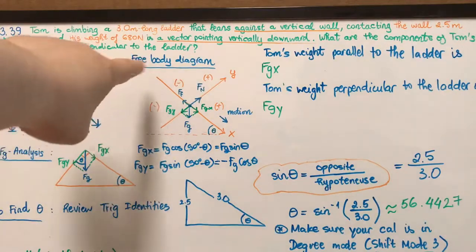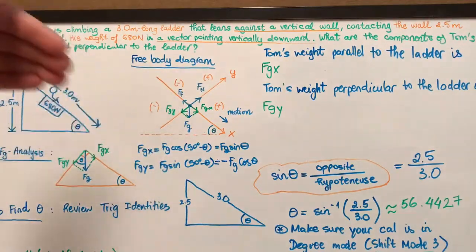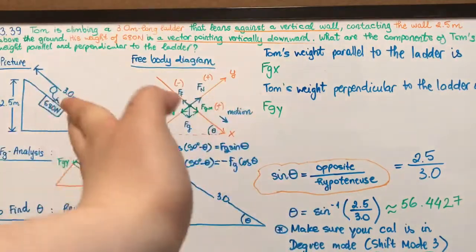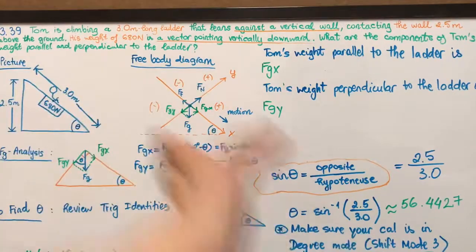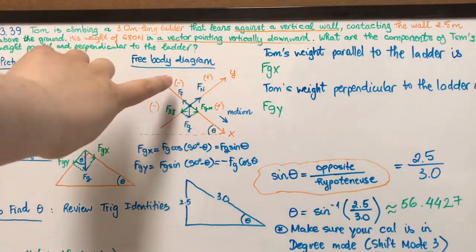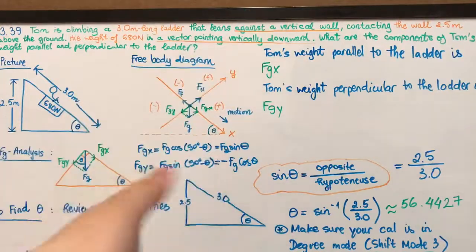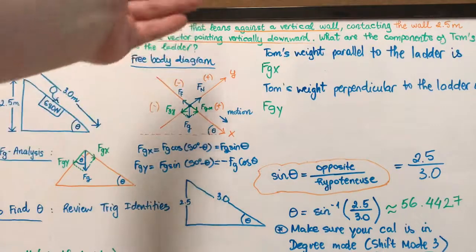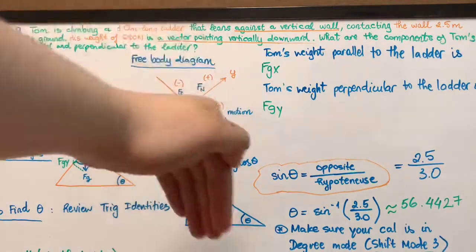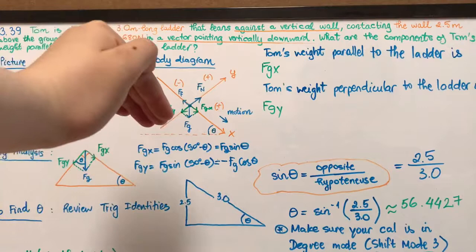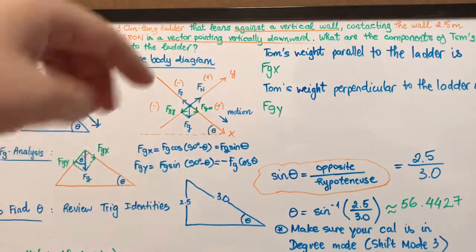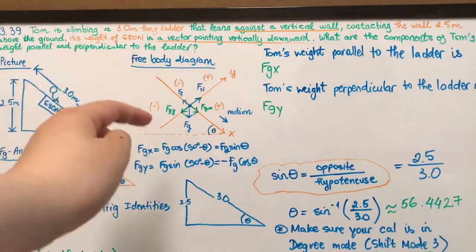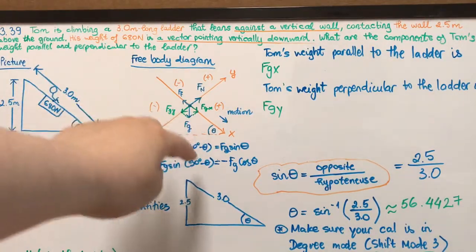I also have the free body diagram right here. Because the motion is pointing downward, the friction goes opposite, on the negative side. We also have the normal force pointing upward, the positive direction, and the gravity pointing downward, which does not belong to any y or x-axis, so we need to decompose the vector of the gravity.